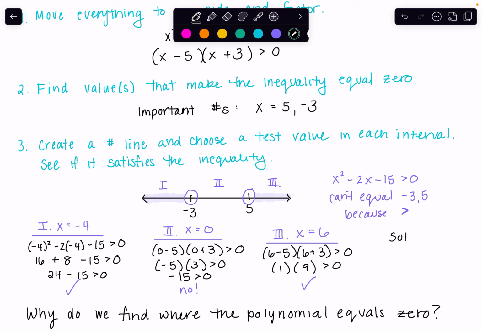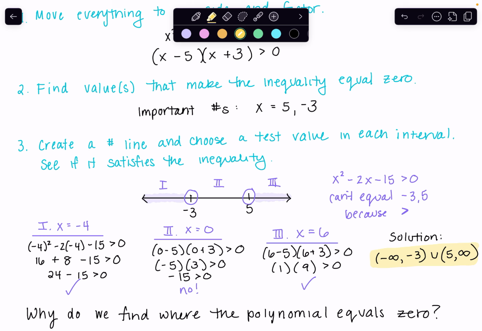So to write our solution, we do need to write this in interval notation. My first interval goes to the left forever. So it's from negative infinity up to negative 3. And I cannot equal it, so I put that parenthesis. And then also interval 3 works, so we use our union symbol. We start at 5 and cannot equal it, and then go to infinity. So that is our solution. Okay.